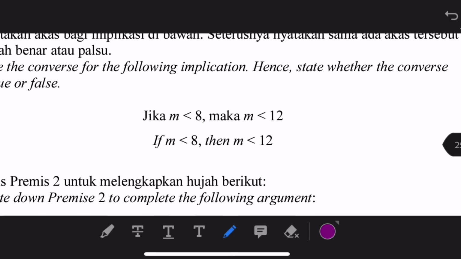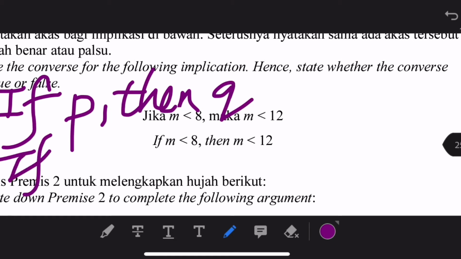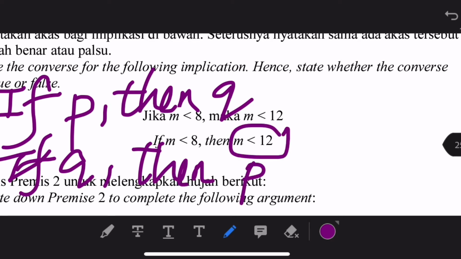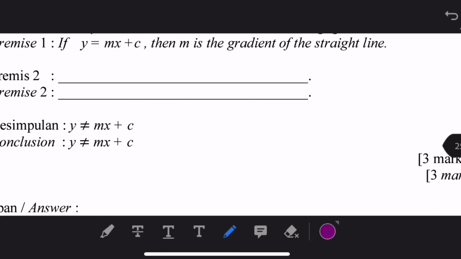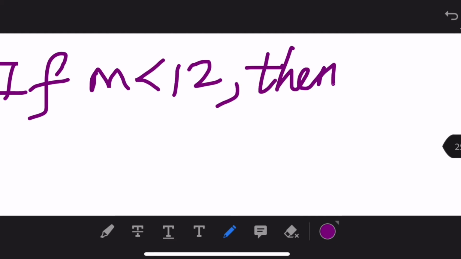State the converse of the following implication. State whether the converse is true or false. Implication: if P, then Q. Converse: if Q, then P. So this is your Q, this is your P. So the answer is: if m less than 12, then m less than 8.